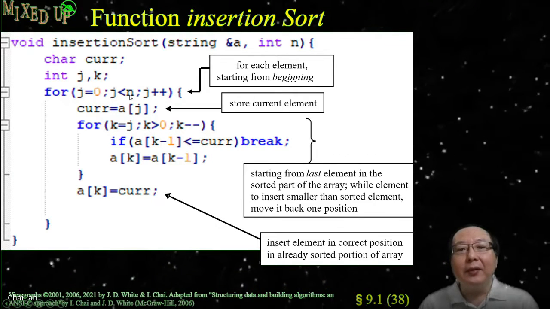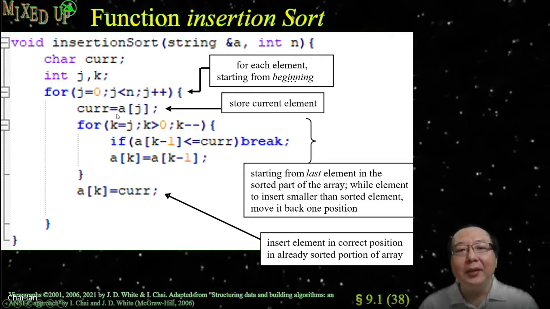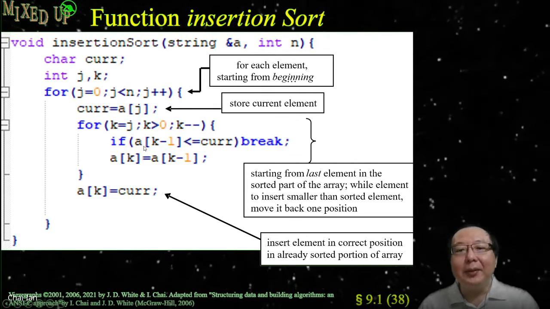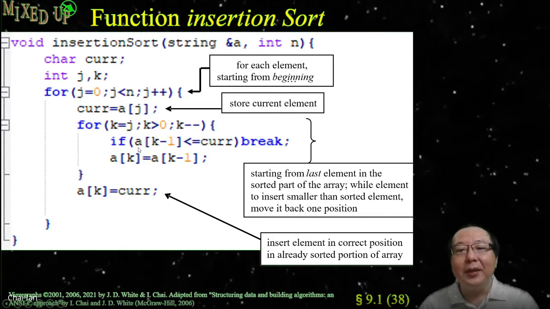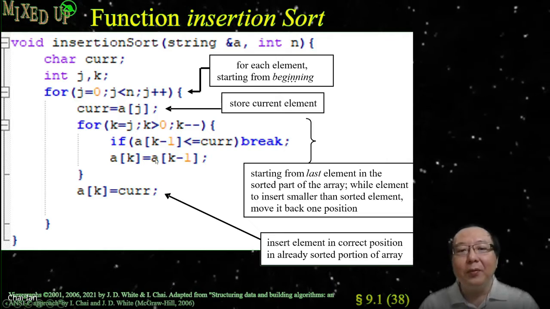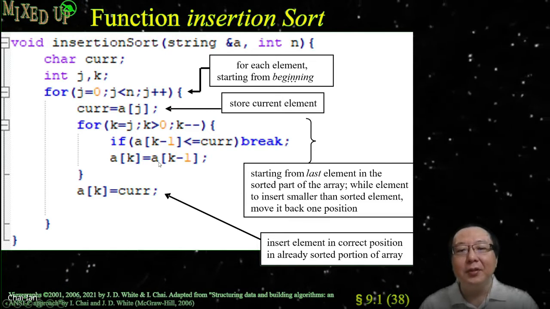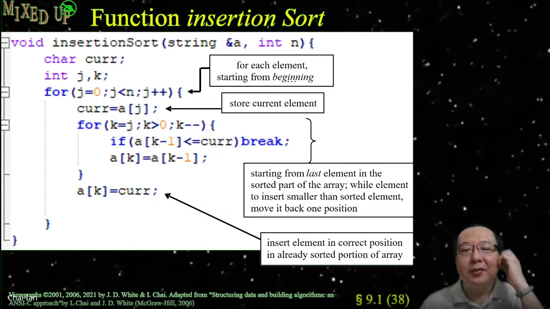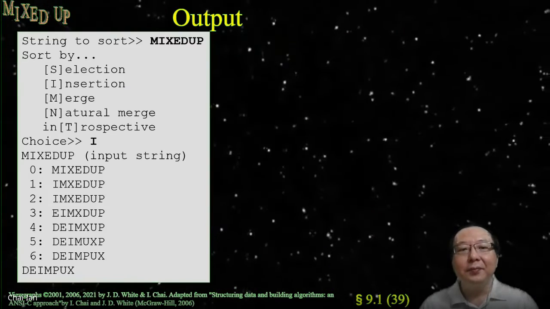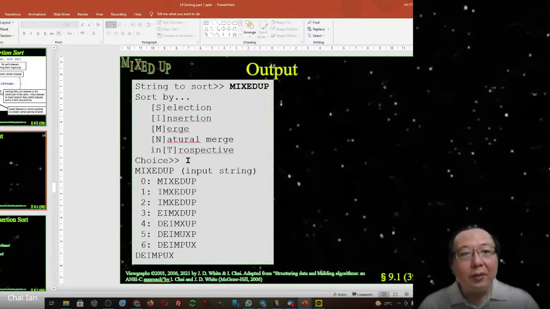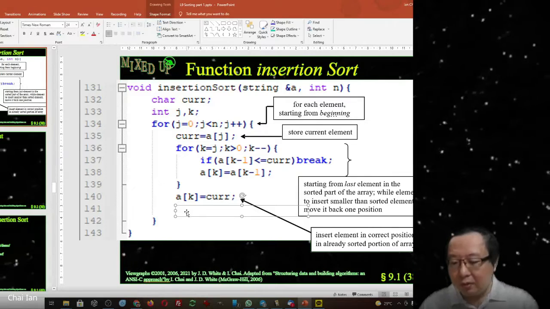So we see that for each element, you start at the beginning, then you store the current element, and starting from the last element in the sorted part of the array, while the element to insert is smaller than the sorted element, we move it one position. Then we insert the element in the correct position in the originally sorted portion of the array.